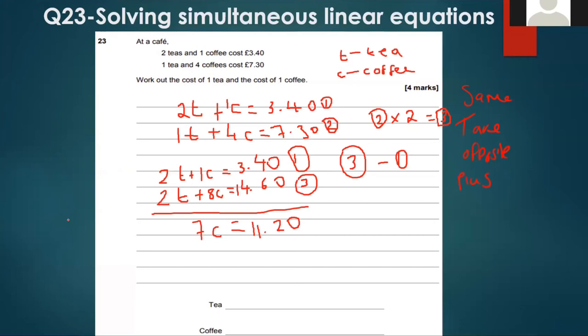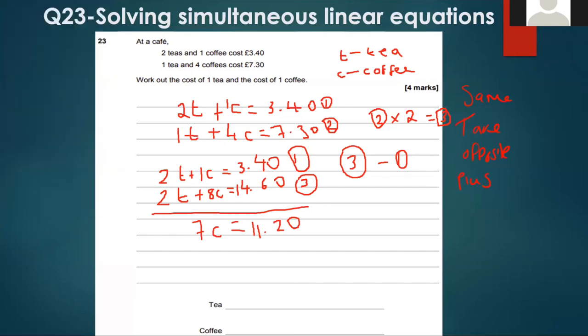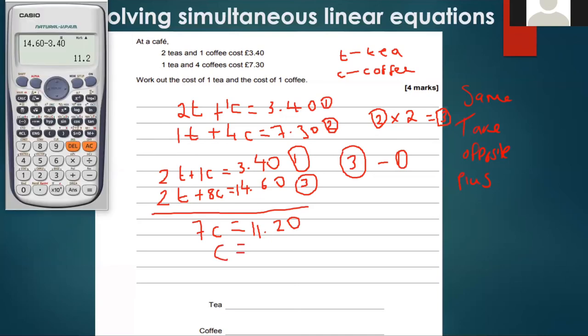So 0 take away 0 is 0, 6 take away 4 is 2, 4 take away 3 is 1, and then 1 take away 0 is 1. Checking that on our calculator, guys, we get the answer of £11.20. Right, brilliant. I'm now going to divide both sides by 7, because 7c means 7 times c. So dividing by 7 on my calculator, the answer is 8/5, which is £1.60. So the price for 1 coffee is £1.60, guys.